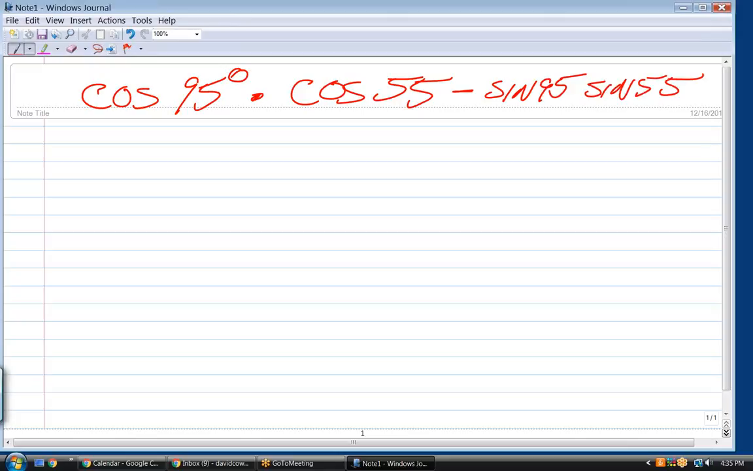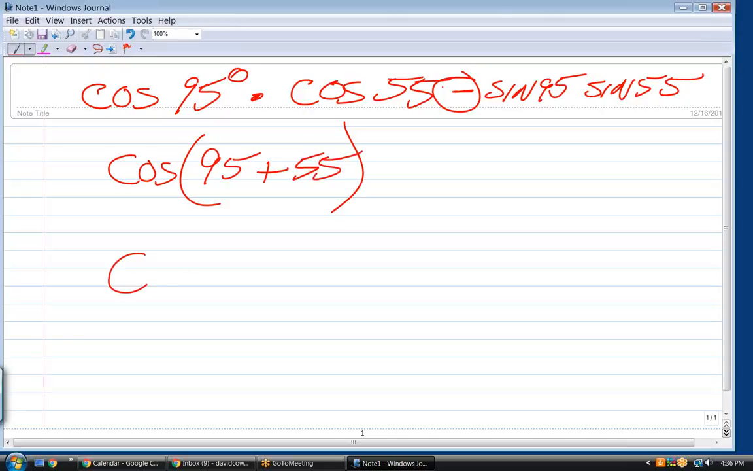In other words, they want you to know these sum and difference formulas forwards and backwards, right? Because what they're giving it to you here is backwards. So what is this? Is it cosine or sine? It's cosine. And is it sum or difference? It's always opposite, so it's sum. And what are the two angles? 95 and 55. So this is the same as the cosine of 150 degrees.